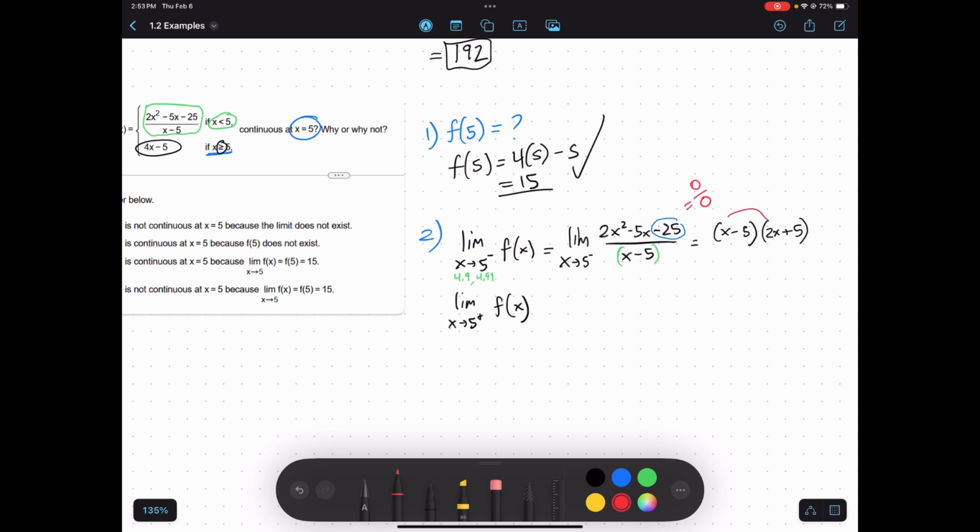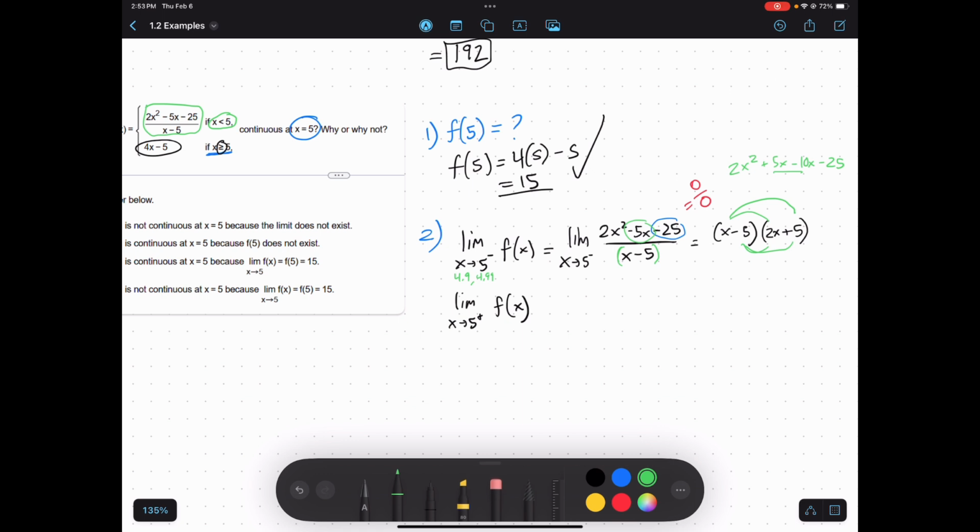If we want, I can double check to make sure that's correct. X times 2x gives me 2x squared. X times 5 gives me plus 5x. Negative 5 times 2x gives me negative 10x. And then negative 5 times 5 gives me the negative 25. What is positive 5x minus 10x? I get a negative 5x. So sure enough, it works.